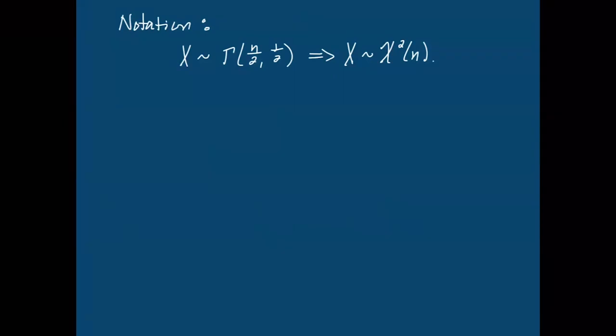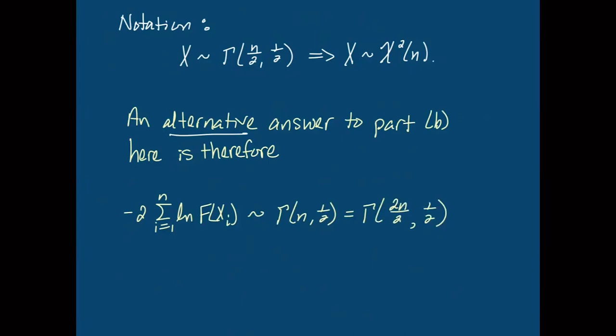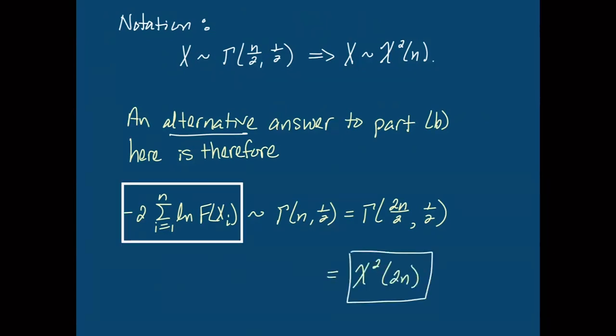We saw something almost like this in our final answer for part B. Because our quote-unquote statistic has a gamma distribution with parameters n and 1/2, to get it into a form like this, we could write this as a gamma distribution with parameters 2n over 2 and 1/2. Now matching up this and this, we see that this has a chi-squared distribution with 2n degrees of freedom. So an alternative answer to part B would be to say that this statistic has a chi-squared distribution with parameter 2n.